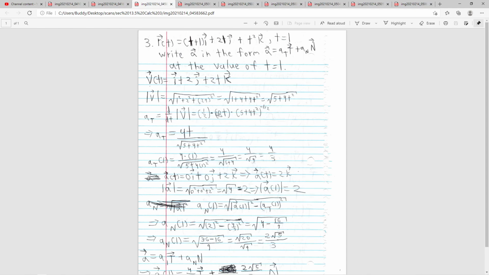a_T is the derivative of that. And that derivative is actually a little bit tricky, so make sure you know how to do it. You drop down the 1/2 and you have 5 plus 4t squared to the negative 1/2 power times 1/2, and then the derivative of the inside component, the chain rule. The derivative of 5 plus 4t squared is 8t, so all multiplied together, 8t divided by 2 is 4t. Because we have a negative exponent, it's divided by the square root of 5 plus 4t squared.